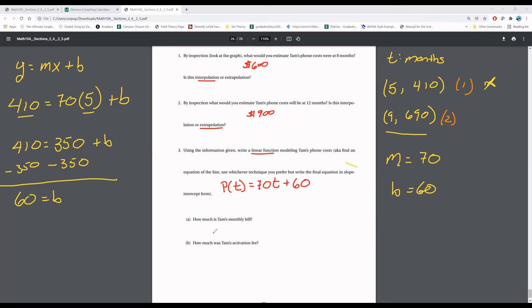Next we ask, how much is Tam's monthly bill? What is the monthly bill really? Monthly bill, that's a rate. You're charged a certain rate each month. What is the rate on this function? Well, rate means slope. There's our slope right there. What are we charged each month? Our slope says it is $70 per month.